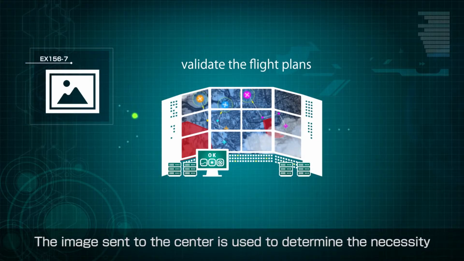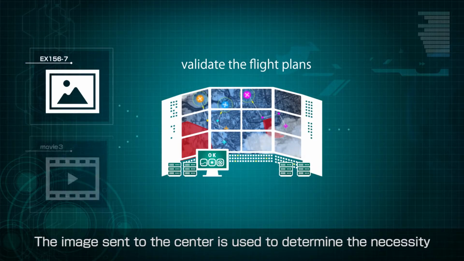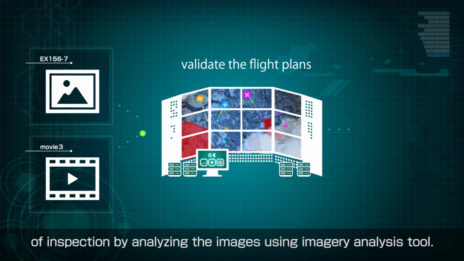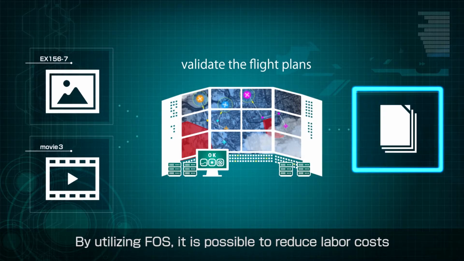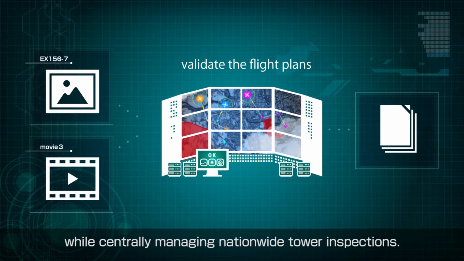The image sent to the center is used to determine the necessity of inspection by analyzing the images using Imagery Analysis tool. By utilizing FOS, it is possible to reduce labor costs while centrally managing nationwide tower inspections.